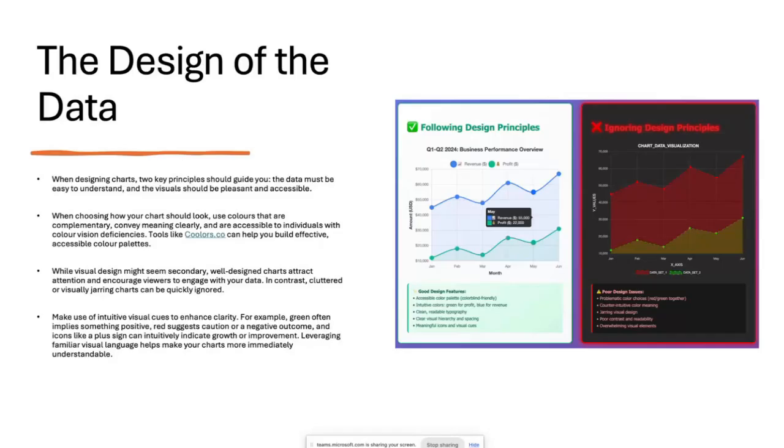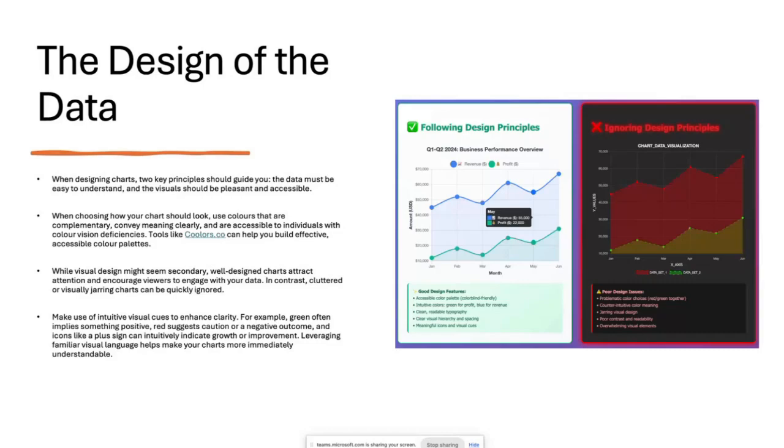And while visual design might seem secondary and maybe not so important, well-designed charts attract attention and encourage viewers to engage with your data. In contrast, cluttered or visually jarring charts can be really easily ignored. As you can see on the right-hand side, the left graph is a lot nicer to look at. The colors work well with each other. It's not too cluttered. Everything's labeled, makes sense. Whereas the graph on the right-hand side, it doesn't look so good. It's very contrast heavy, hard to read. You should also make use of intuitive visual cues to enhance clarity.